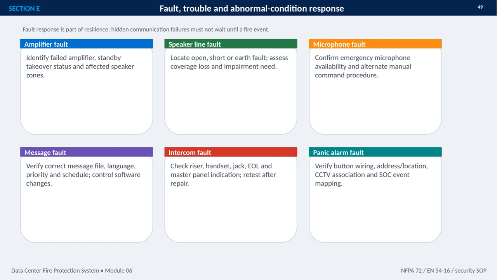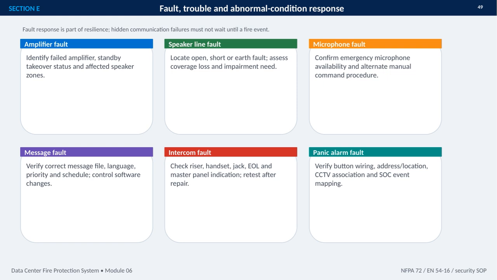For an amplifier fault, I need to identify the failed unit, confirm whether the standby amplifier has taken over, and determine which speaker zones may be affected. For a speaker line fault, the response is to locate the open, short, or earth fault, then assess any loss of coverage and whether an impairment procedure is required. A microphone fault means confirming that the emergency microphone remains available, or that an alternate manual command procedure is ready.